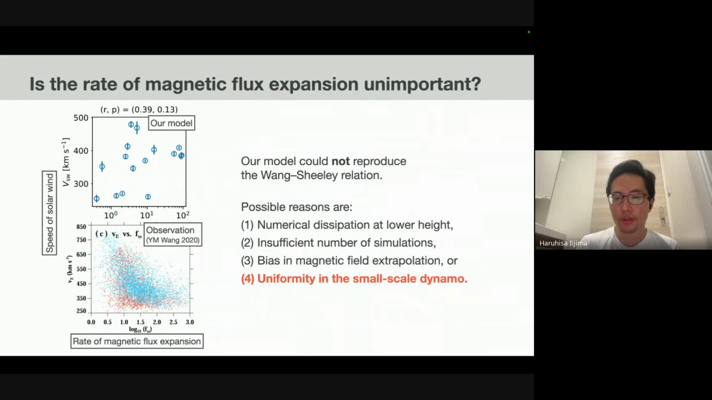And we have written a paper on these topics. So if you are interested, please contact me or please check our papers.